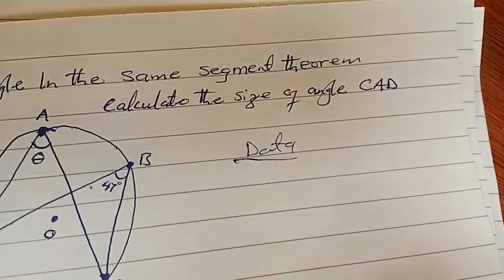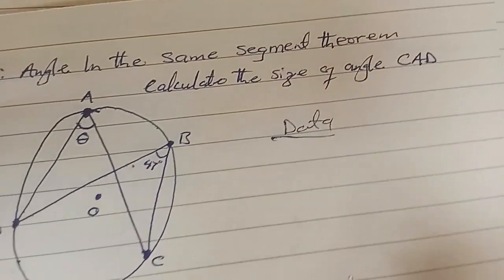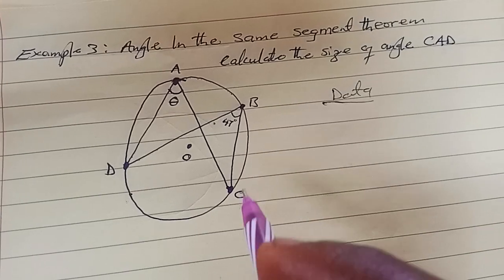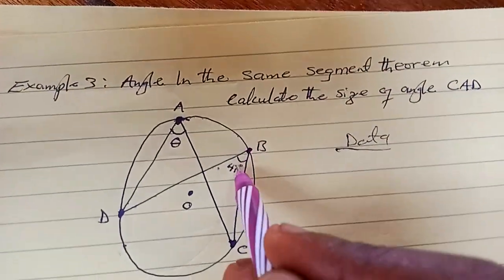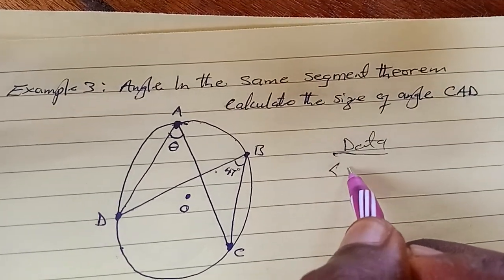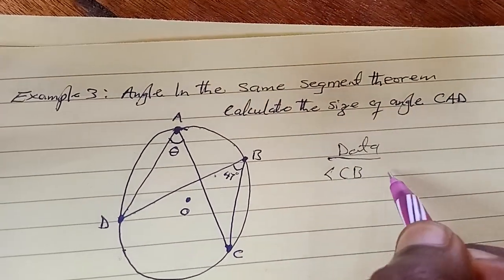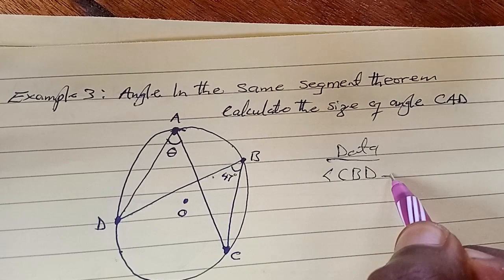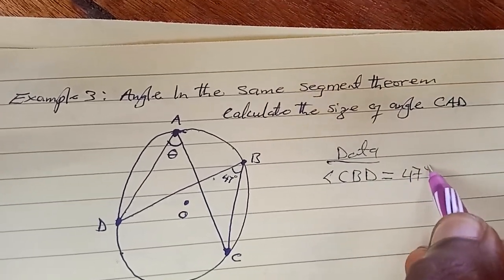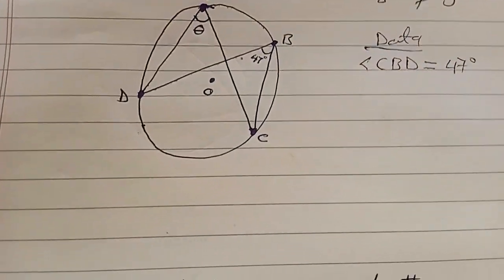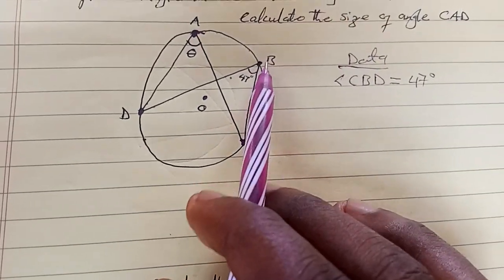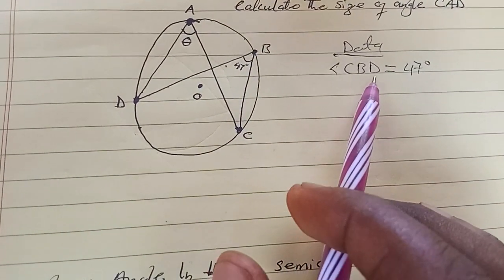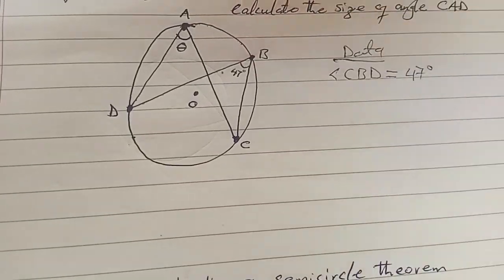Let us analyze this problem. So we know angle CBD, because I want to capture this angle, right? Angle CBD is just equal to 47 degrees, right? Like I said in our previous video, the middle variable is the angle, right? So B is 47, so CBD is equal to 47. Okay, we know that.